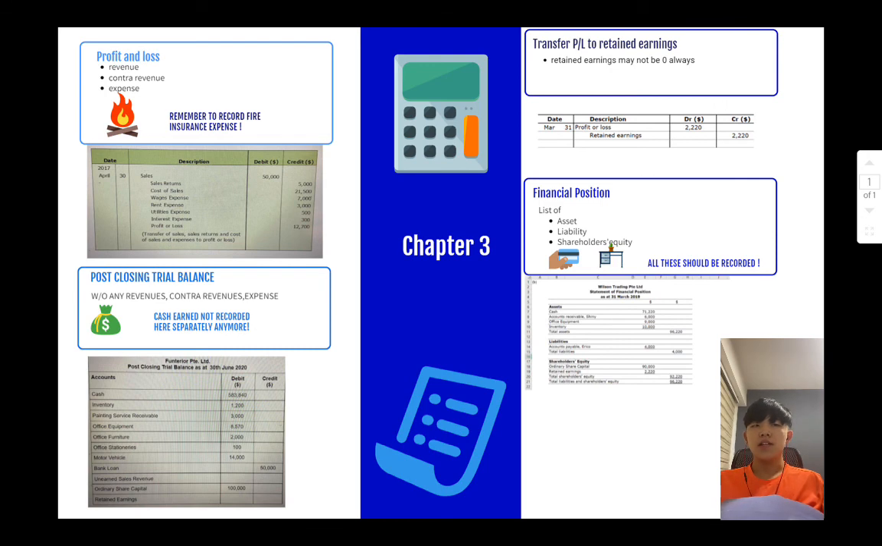In the self-test and tutorials, we practice a few things. In self-test 3.0, we practice how to prepare the statement of profit and loss, as well as the statement of financial position. And in self-test 3.1, we practiced how to close temporary accounts through journal entries, transferring the profit and loss to retained earnings, and finally, preparing the post-closing trial balance. We did the same types of questions in tutorials 3a and 3b as well.